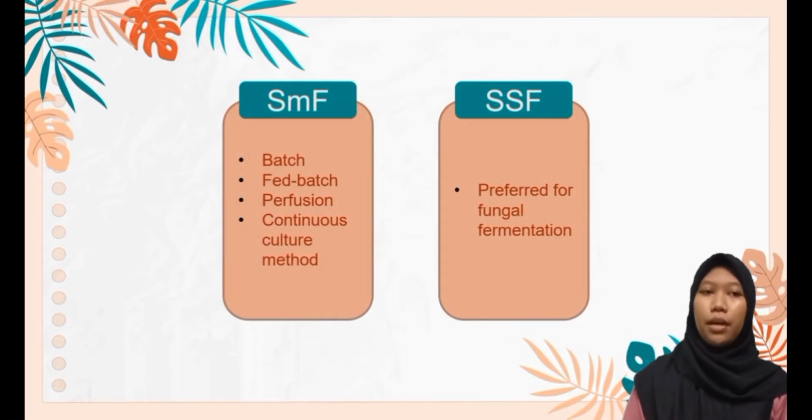There are different types of fermentation process that can be used, such as submerged fermentation and solid state fermentation. Different types of submerged fermentation exist: batch, fed batch, perfusion, or continuous culture method. During solid state fermentation, microorganisms grow on solid substrate, and it is often preferred for fungal fermentation.